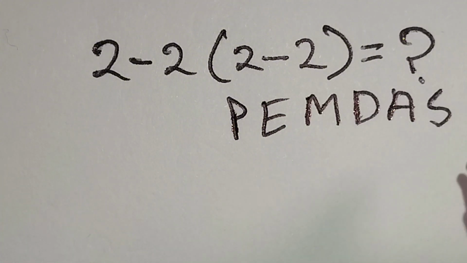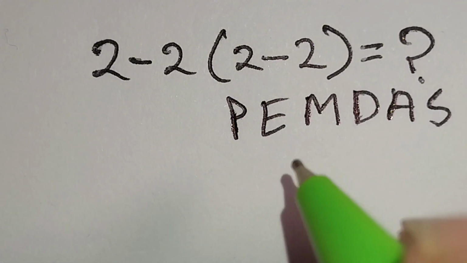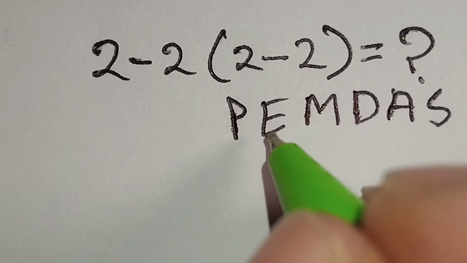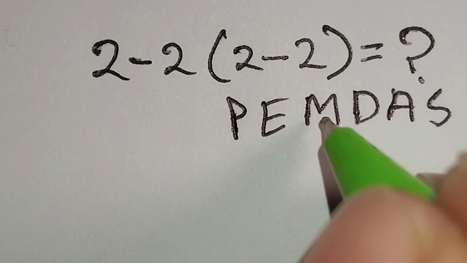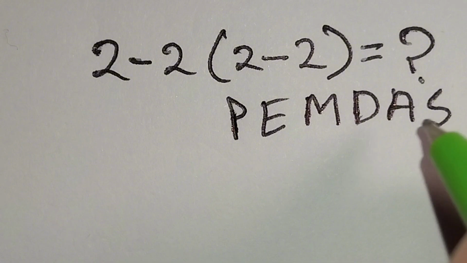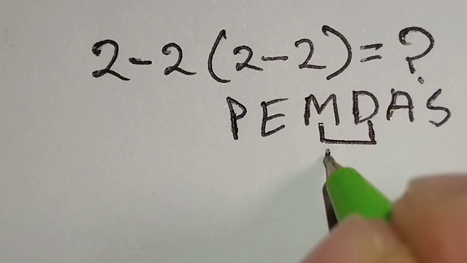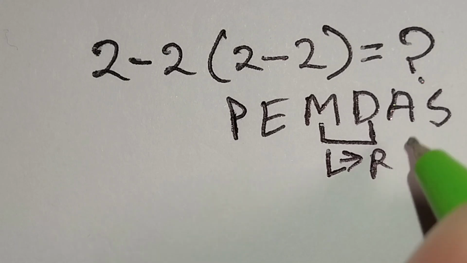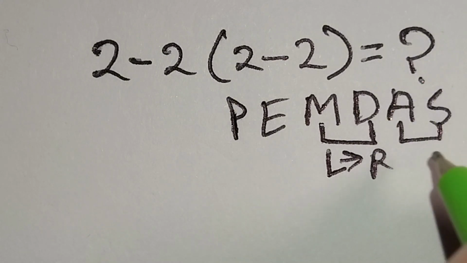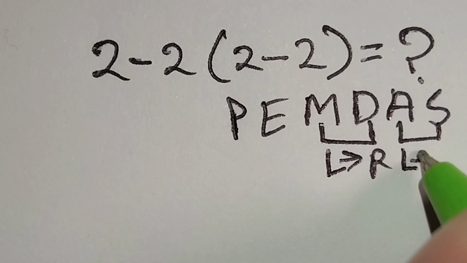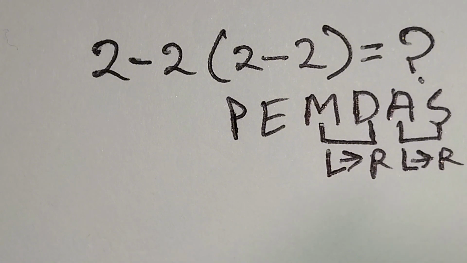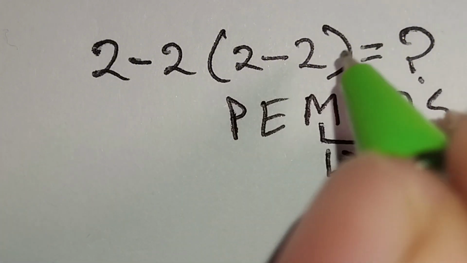P-E-M-D-A-S, PEMDAS. According to PEMDAS rule, at first we have to work with parentheses, then exponent, then multiplication or division, then addition or subtraction. Remember, multiplication and division have same priority. For this we have to work left to right, and addition and subtraction have same priority. For this we have to work left to right also. Therefore, at first we have to work with this parenthesis.